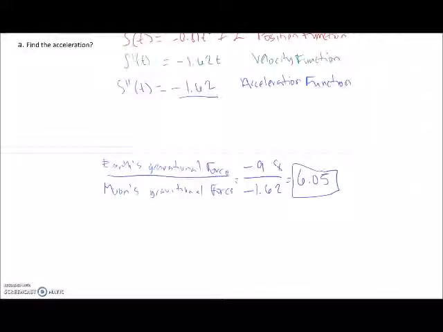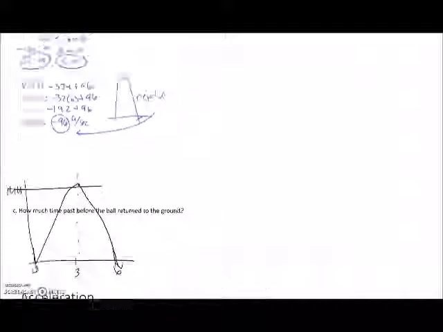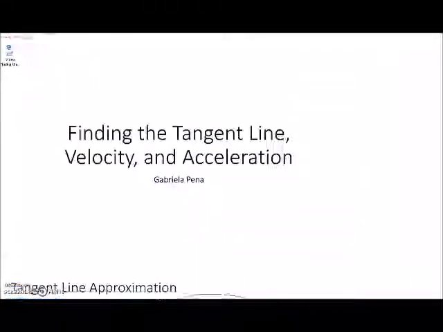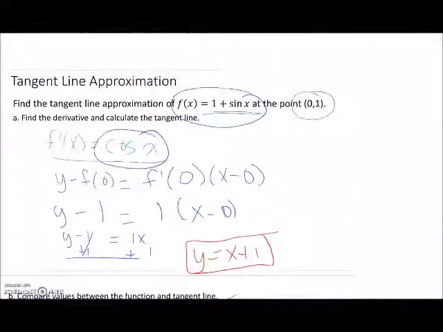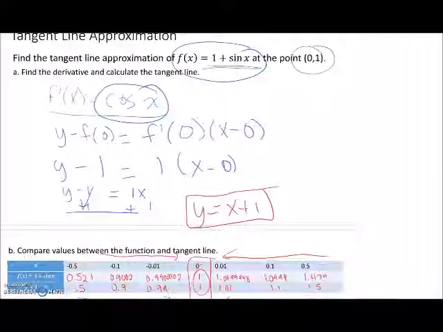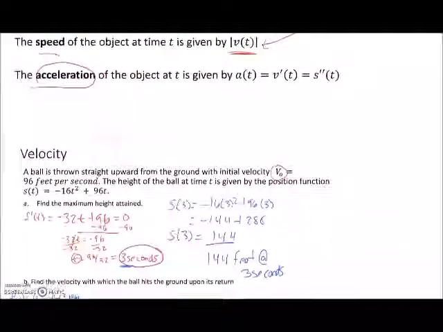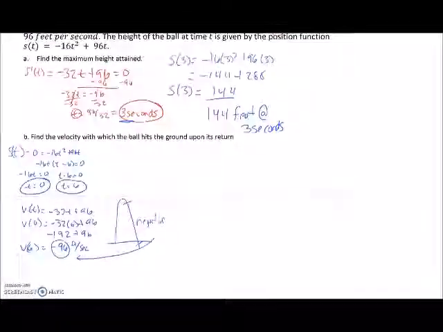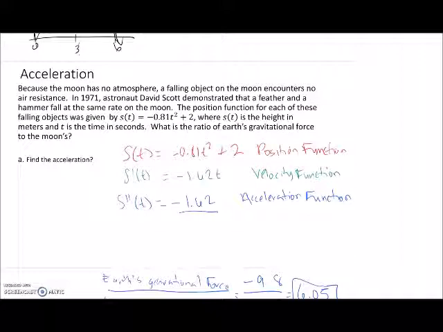So in today's video, we have covered how we could use a tangent line approximation, which we did in the first example. Then we did the velocity, where we had to take the first derivative and then calculate the times in which it would affect the scenario, which in this case was a ball, and the acceleration.